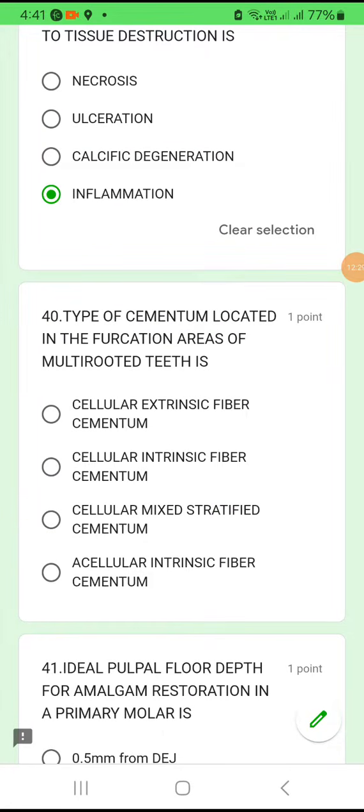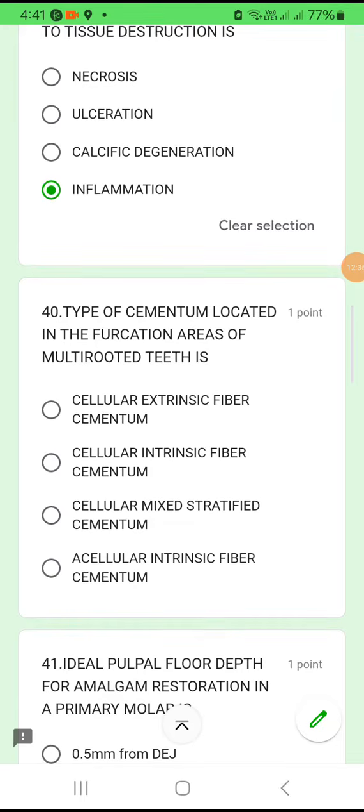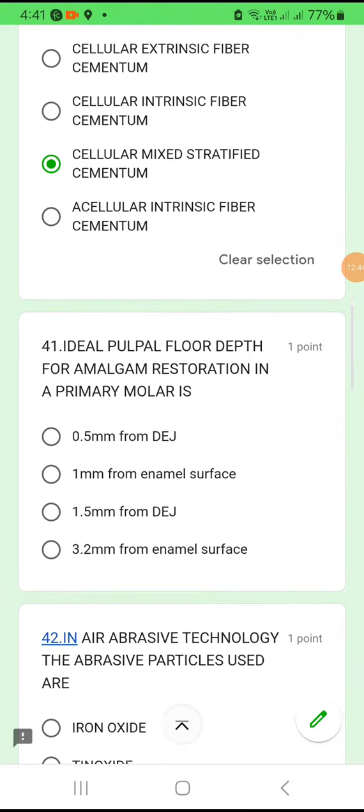Question number 40. Type of cementum located in the furcation areas of multi-rooted teeth. In case of a multi-rooted teeth in the furcation area, the cementum will be a mixed type. Okay, and that was cellular variety. So cellular mixed stratified cementum. Okay, so option C is the answer.